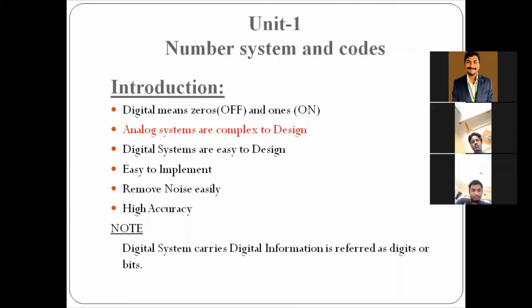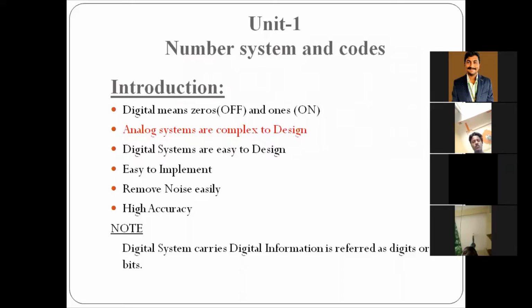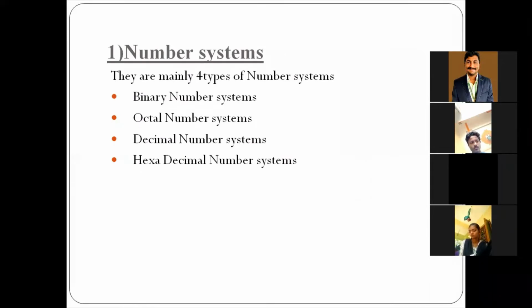I already told you the digital information is converted in the form of binary. Binary information means ones and zeros form, a digital form, which means it is bits form. Coming to number systems, up to this concept, the remaining part we'll discuss in that extra day.